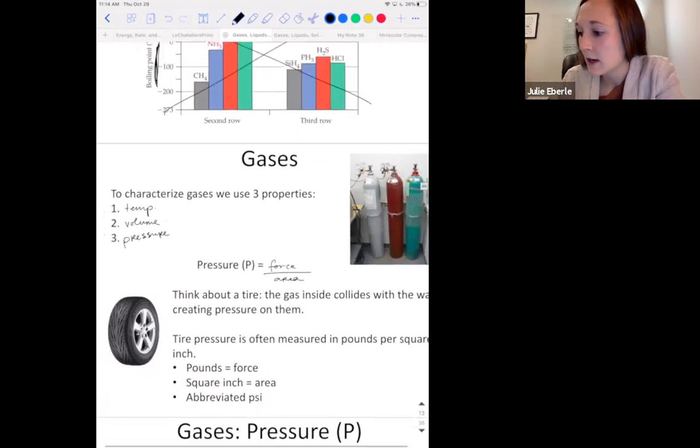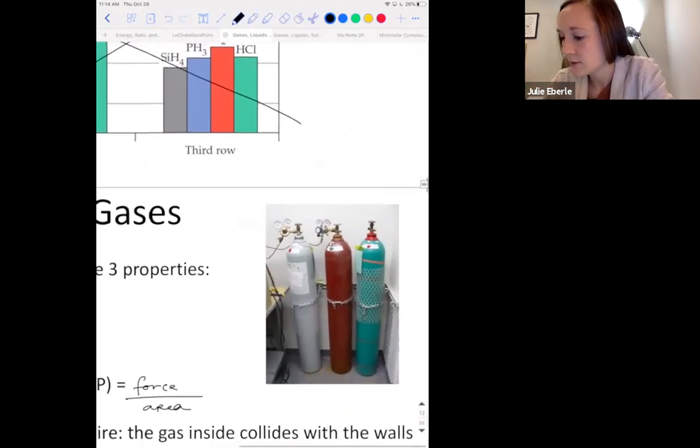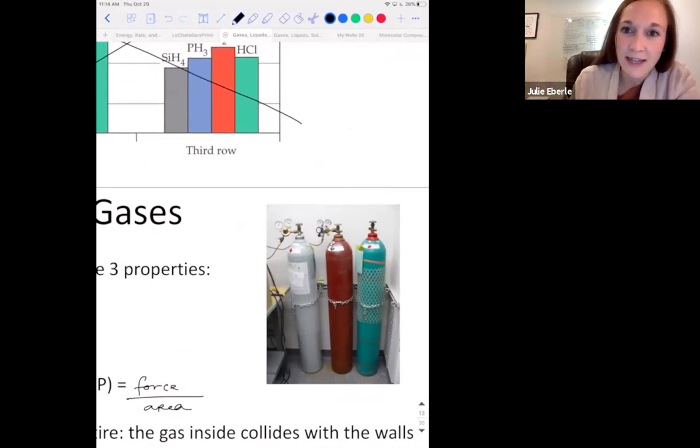I have another picture over here. Does anybody know what a picture of these are? Helium tanks, helium tanks. Well, they could be. Likely they're not helium tanks, but they are in a helium tank. What do you know? You have a lot of helium pressed into that tank.